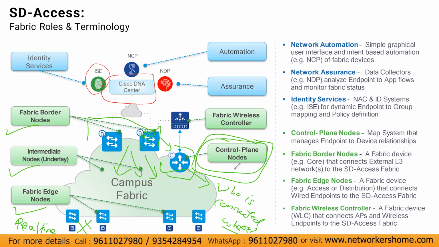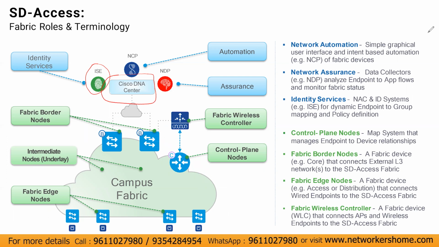Okay, so Lisp is the protocol for that, right? Lisp is the control plane protocol, and VXLAN is the data plane protocol, and CTS is the policy plane protocol, the Cisco TrustSec. Okay. So this is CTS. This is control plane with Lisp, and this data plane is VXLAN, the underlying protocols.